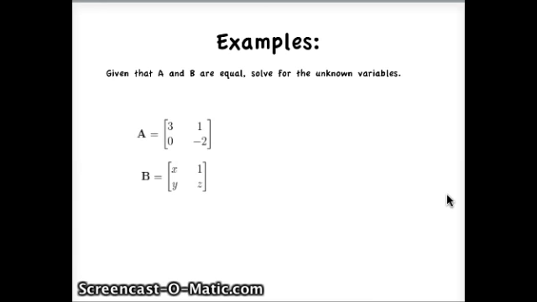Alright, so I'd like you to pause your video here and try this example on your own. We have an x, y, and a z. Okay, you should have gotten that x is equal to 3 because these match up. They're both A11. 1 and 1 are okay, they're equal. Okay, y should have been equal to 0 because those are both the A21 positions. And -2 should have been equal to z.